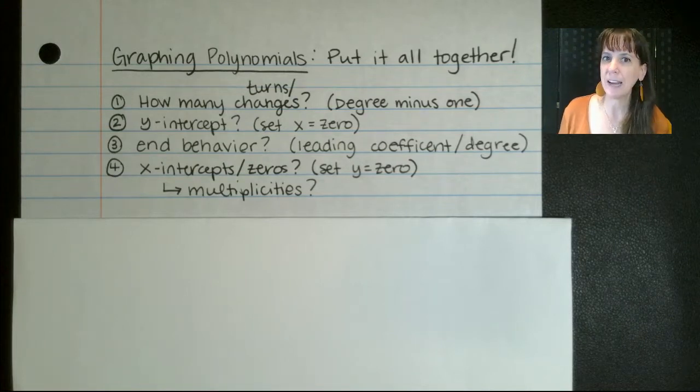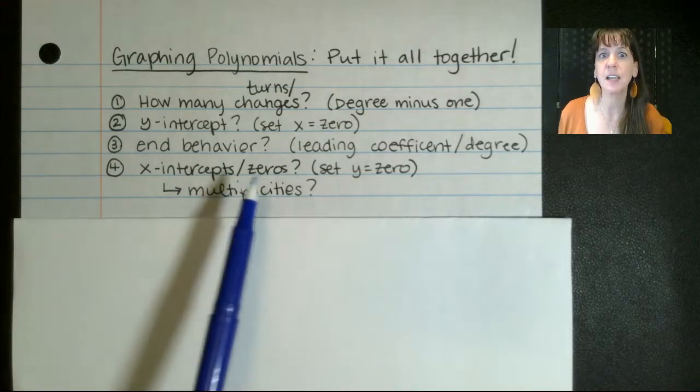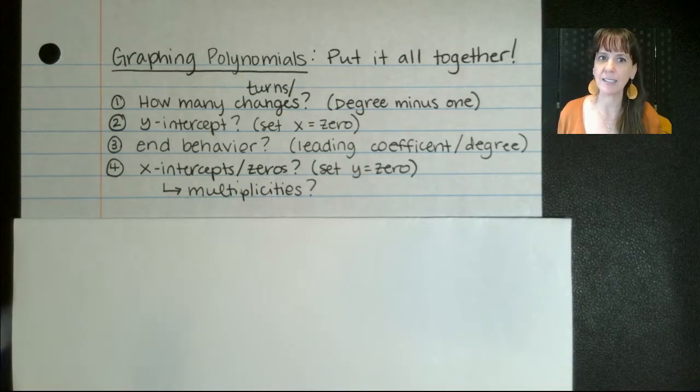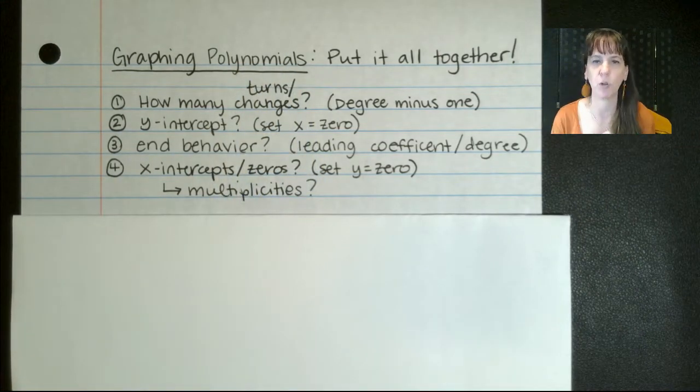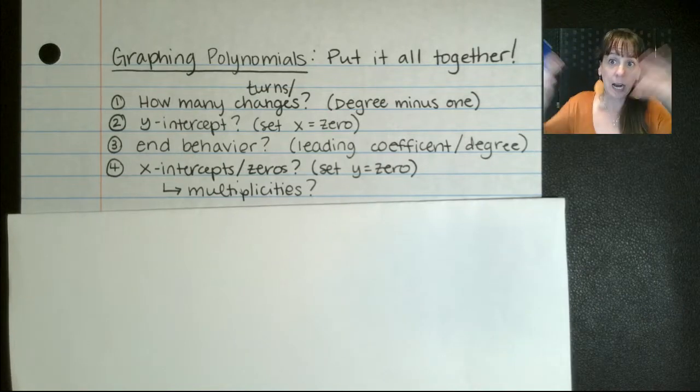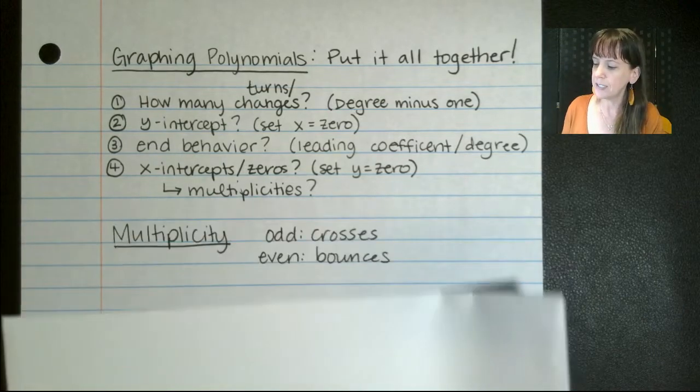What's your end behavior? Remember, look at your leading coefficient and your degree, and then find your x-intercepts, set y equal to 0. Now, part of that x-intercepts is talking about multiplicities. So if you have questions about these first four, make sure to go back and watch those videos. But we're going to talk about multiplicities. What multiplicity means is just how many times does that happen. So let's take a look here.